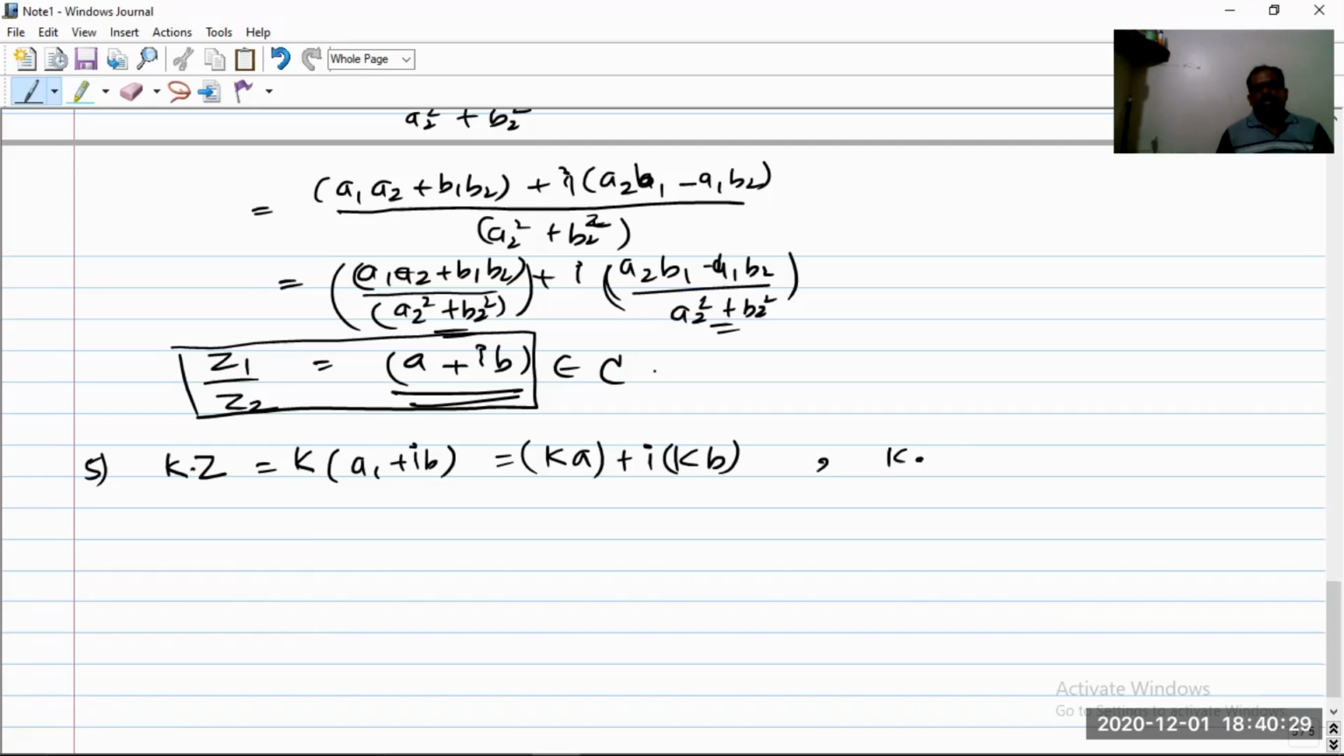k is a scalar, a and b are also real numbers only. So you can say the k into a, k into b will also be real numbers. If I denote this by some capital A and this as capital B, so you can say that the scalar multiplication will also be a complex number only. So in this way also we come to know that the scalar multiplication of a complex number will also be a complex number. So this is the introductory part of the complex numbers, students.